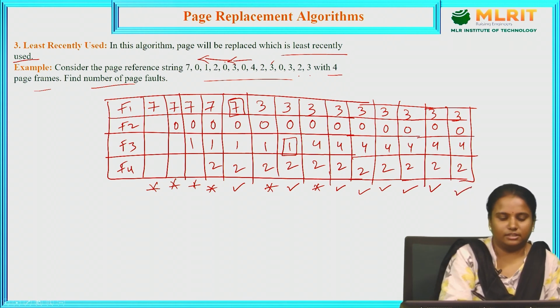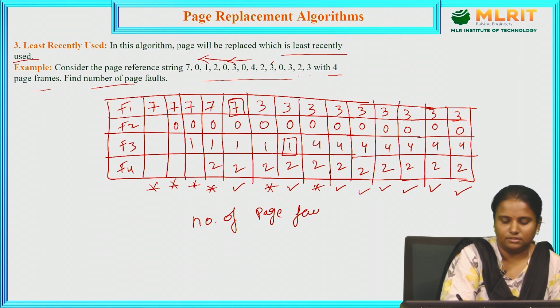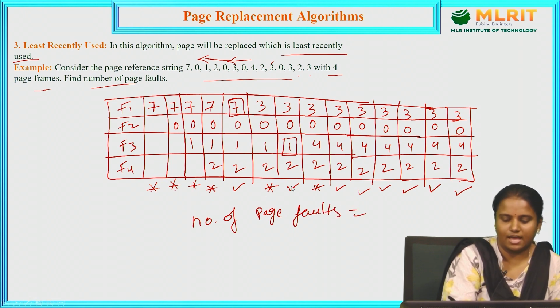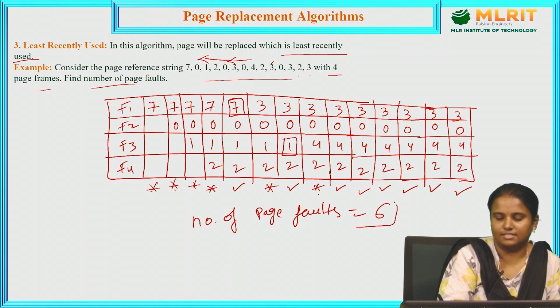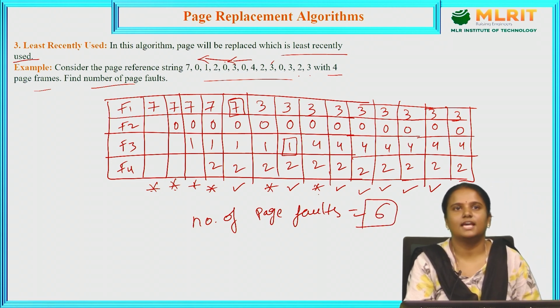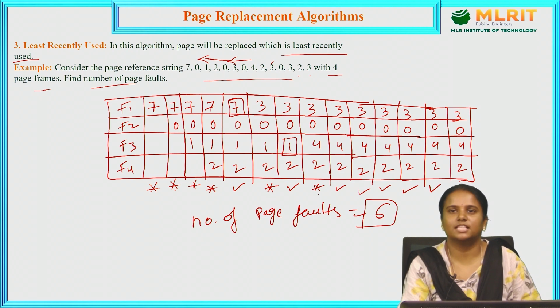So we need to calculate the number of page faults. Number of page faults equals 1, 2, 3, 4, 5, 6. So 6 is our number of page faults for this least recently used page replacement algorithm. So in FIFO we are removing the page which comes first. We are going to remove that first.